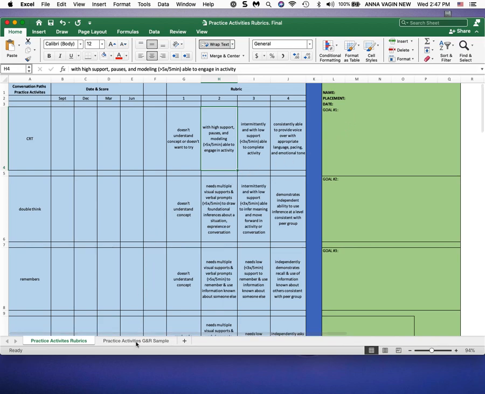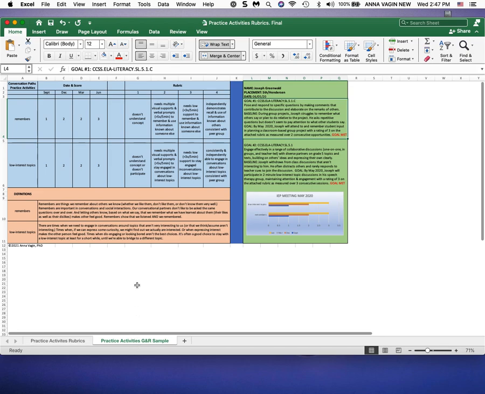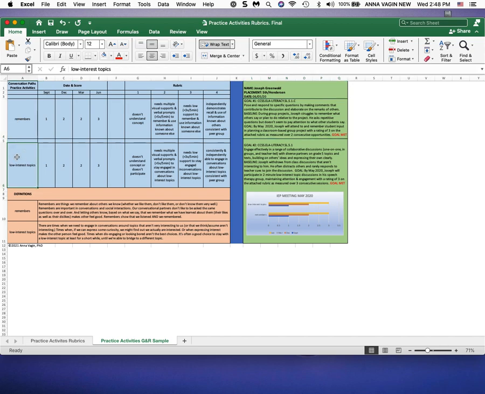As with the others, sheet 2 gives you an example. Let's look at this example for Joseph. You can see that for him, I had 2 goals that dealt with the conversation paths practice activities. One goal about remembering what he knows about people, and one goal about staying engaged with low interest topics.